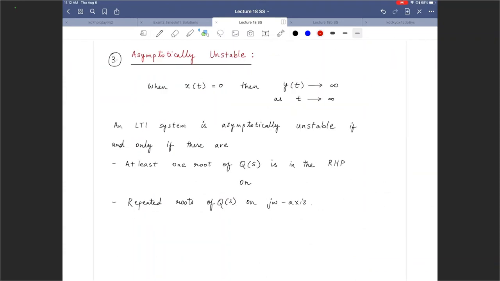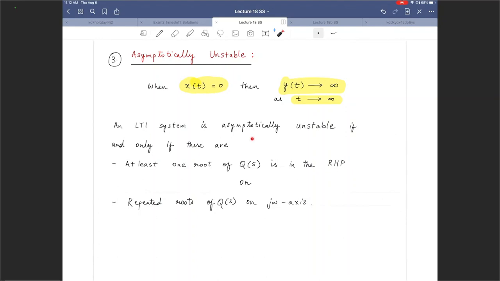Next, we have asymptotically unstable behavior. What is that? If you make the input 0, your output becomes infinity, grows out of bounds as time grows. So as time increases, your output becomes unbounded, and that is unstable behavior. Something that we indicated by an exponential growth earlier.